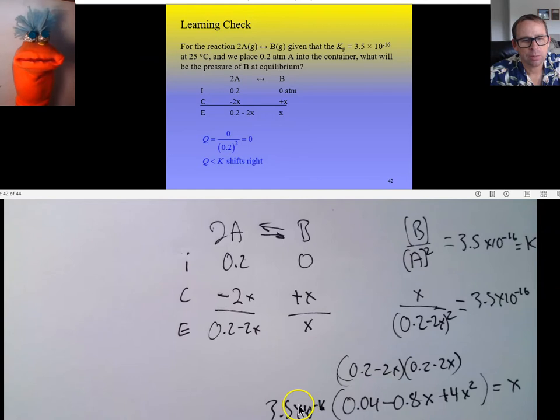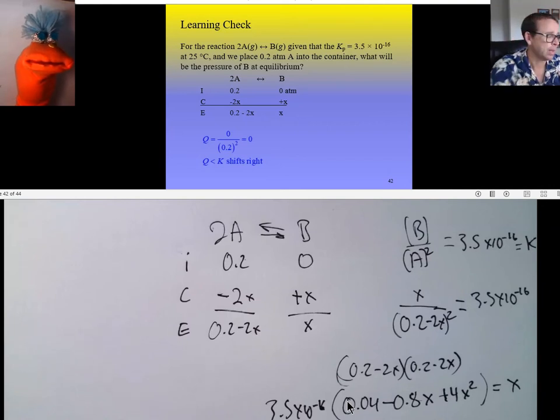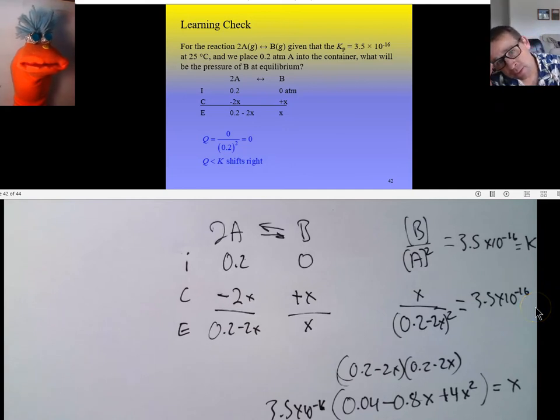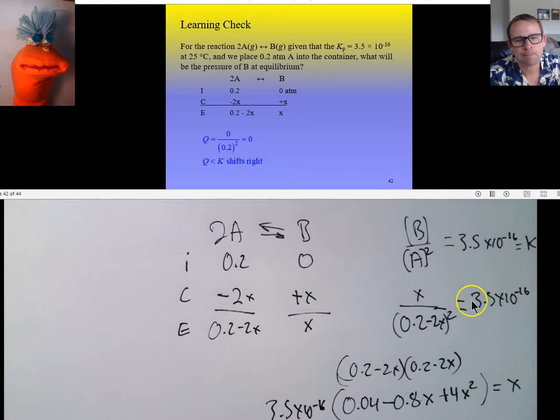Now the problem is we have this quadratic here. We can solve quadratics, that's not terrible, but it's definitely much more time consuming, and if there's an easier way, then we want to be aware of that. Now, 3.5 times 10 to the minus 16 is the resulting value of this expression at equilibrium. So the shift is going to be near the order of magnitude of this 3.5 times 10 to the minus 16, right?